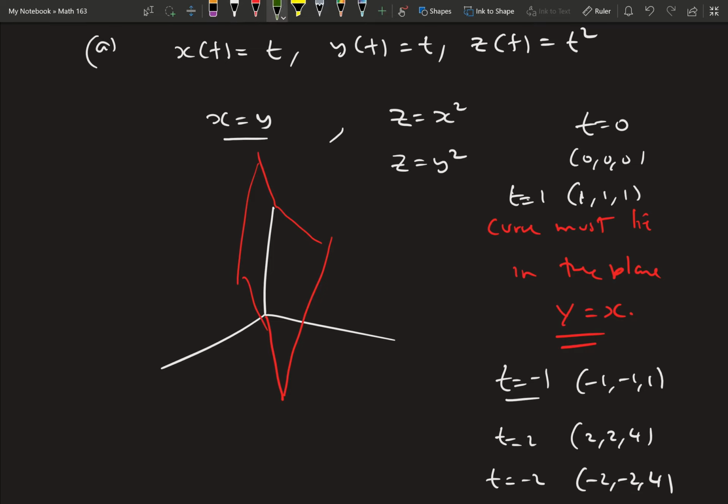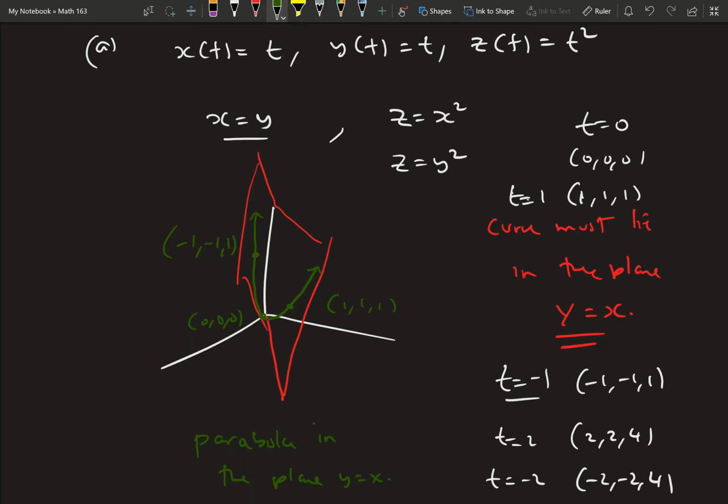Let me draw that parabolic shape with another color. So we have something like this going on. So it's this parabola with these points. So here's 0, 0, 0. Here, say for example, 1, 1, 1. Somewhere here would be negative 1, negative 1, 1. So on and so forth. So it's this parabola in the plane y equals x.